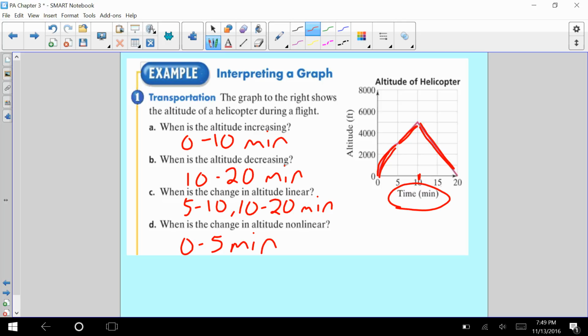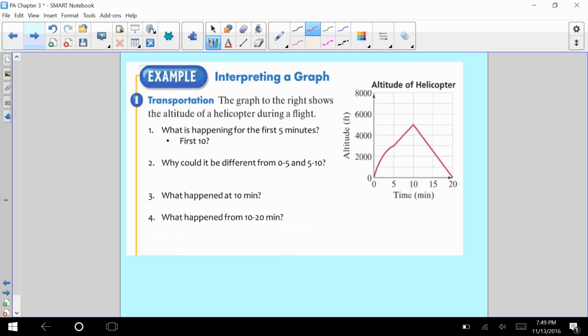All right, a couple questions for you to try to answer. Same graph, answer these questions. So what is happening in the first 5 minutes? Your answers could vary here. For the first 5 minutes, he's going up kind of rapidly at first. And then for the next 5 minutes, he kind of steadies out. So he goes up steadily then.